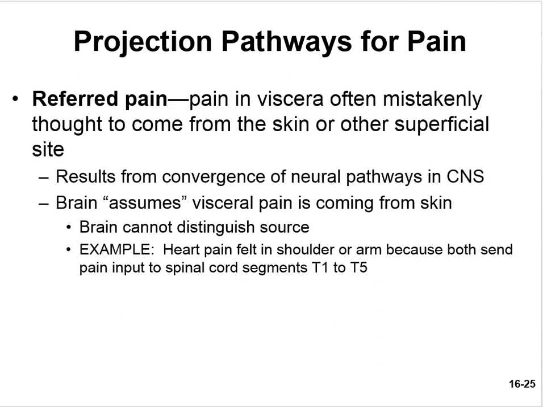Sometimes it's really hard to tell, based on where something's hurting, what's wrong. That's because pain in the viscera is often mistakenly thought to come from skin or other superficial sites. This results from the convergence of neural pathways in the central nervous system. For instance, your brain assumes visceral pain is coming from the skin. It can't distinguish the source. For example, when you're having heart pain or a heart attack, where do people say it hurts? Well, they may say their left arm or their shoulder.